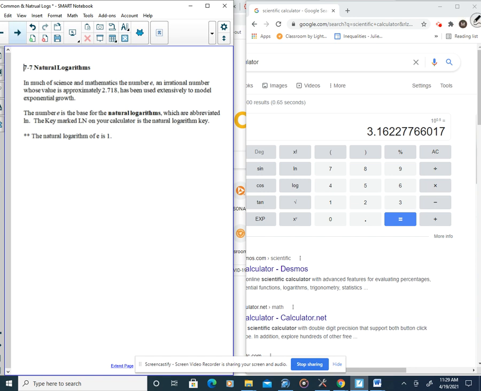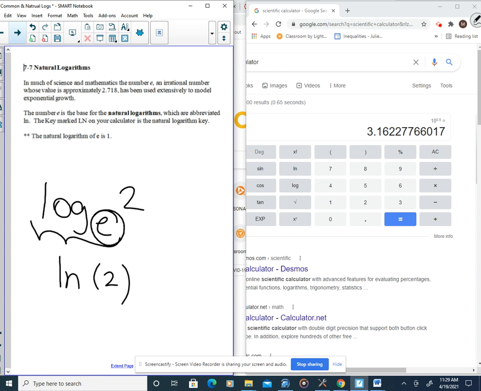So if I had a problem like this, log base e of 2, another way I could rewrite that problem is to shorten it, because we use log base e a lot. Mathematicians shorten it to just ln of 2. Ln of 2 means the natural log, it means the log base e of 2. Okay? So anytime your base is the number e, you can rewrite it as just ln, and you don't have to write the base there.